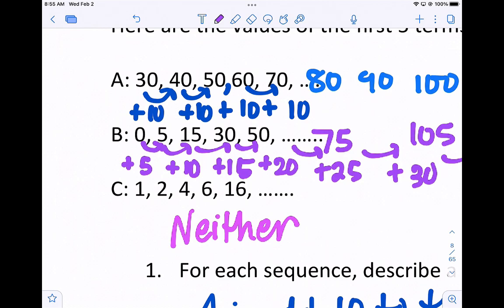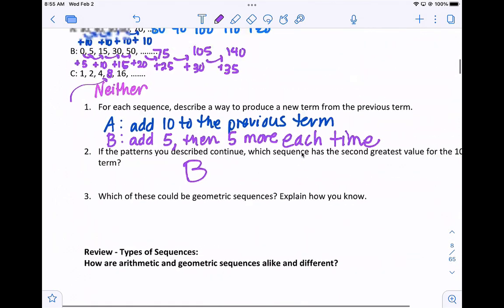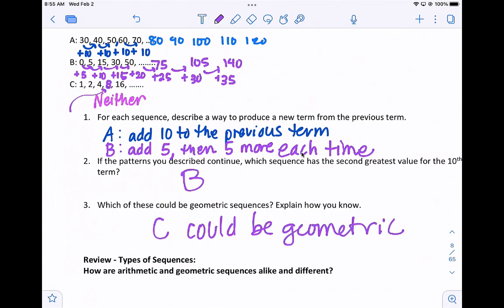To check, you can take any number, divide by the one before. So like that first one, we could take the 70 divided by 60, and that is about 1.16 repeating. 60 divided by 50, do we get the same ratio? We don't, it's 1.2. So I don't think any of these could be geometric unless we change some numbers in C, right? So you could make C geometric if this was an 8. And then 16. So if you change this one number to an 8, then C could be geometric because you would be multiplying by 2 every time.